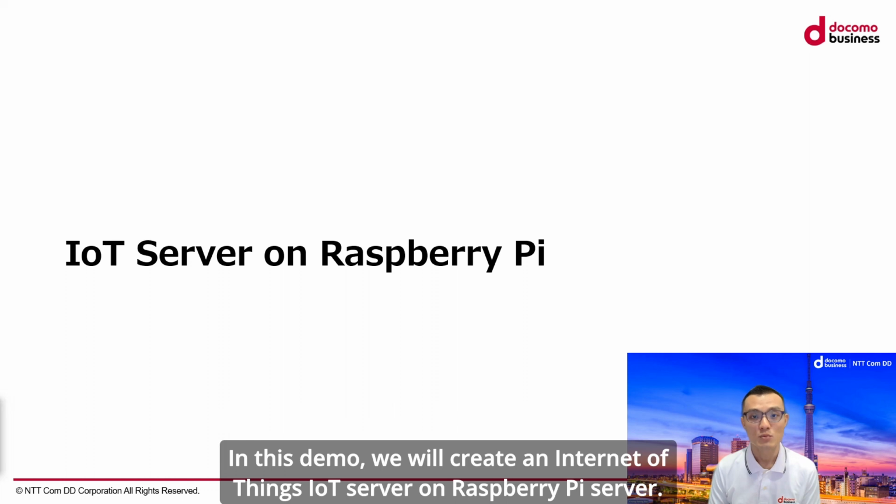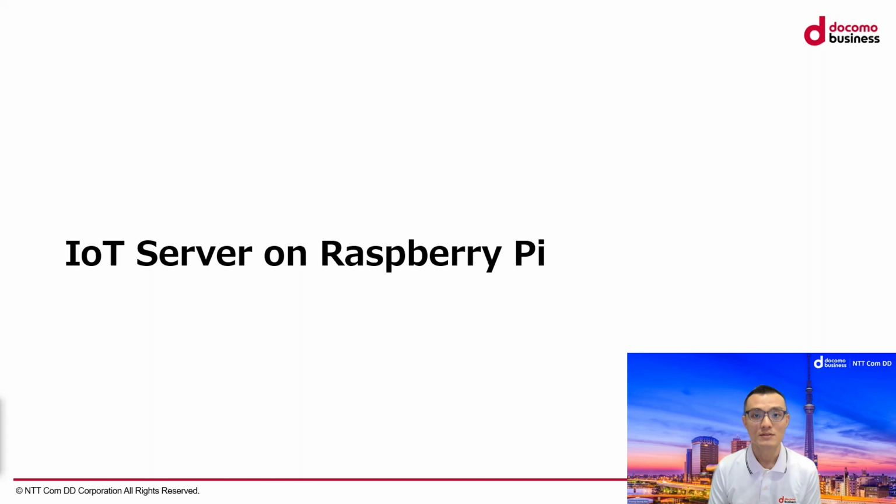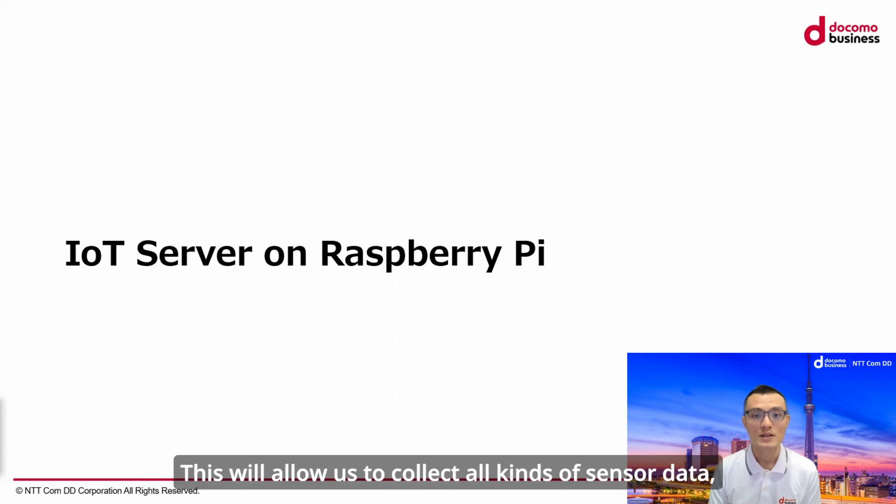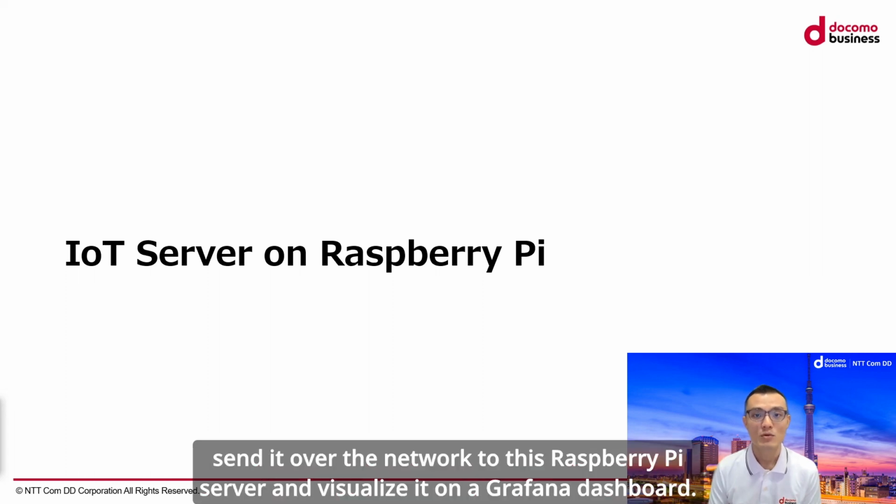In this demo, we will create an Internet of Things (IoT) server on a Raspberry Pi server. This will allow us to collect all kinds of sensor data, send it over the network to this Raspberry Pi server, and visualize it on a Grafana dashboard.